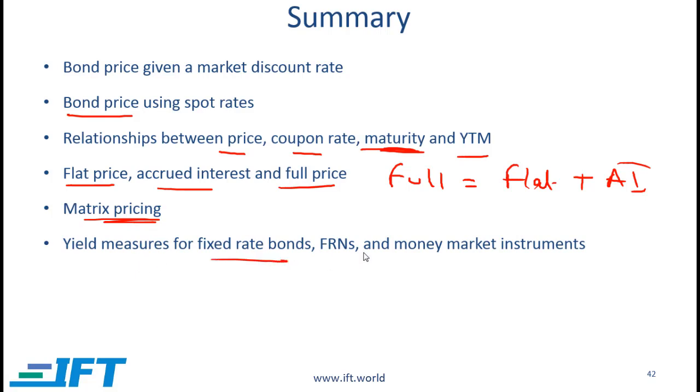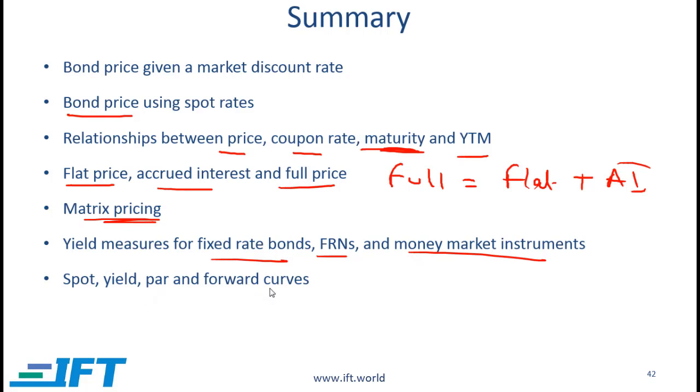Yield measures for fixed rate bonds, floating rate notes, and money market instruments. So the point here was that with money market instruments, the yield measures are a little non-standard. So what we do is we do annualize with money market instruments, but the annualization happens on a simple interest basis. Also, the periodicity varies, that's not standardized, and we often use a discount basis yield for money market instruments.